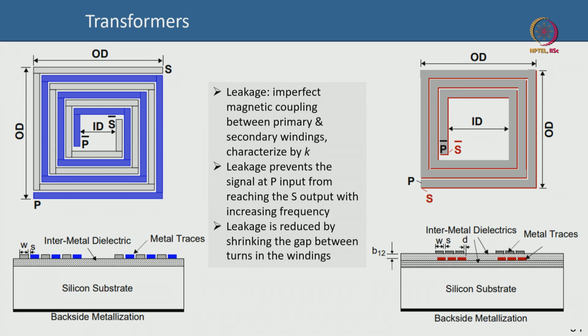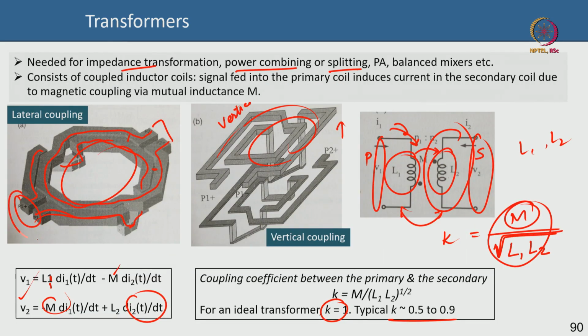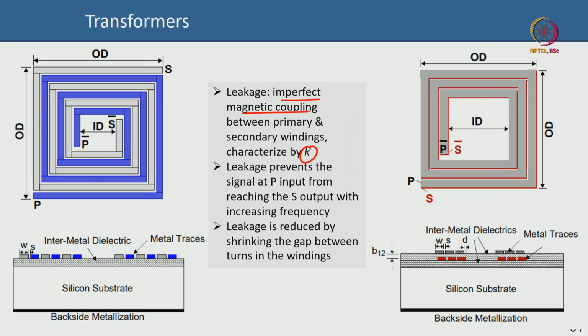When we say there is a leakage in a transformer, the definition is such that there is an imperfect coupling between the two coils, the primary coil and the secondary coil. If the coupling is not good, we call it leakage, and the K factor will reduce. Okay. So leakage will basically prevent the signal from one end from reaching the other end, from coupling to the other side. So you do not want the leakage to happen, and especially with increasing frequency it becomes worse.